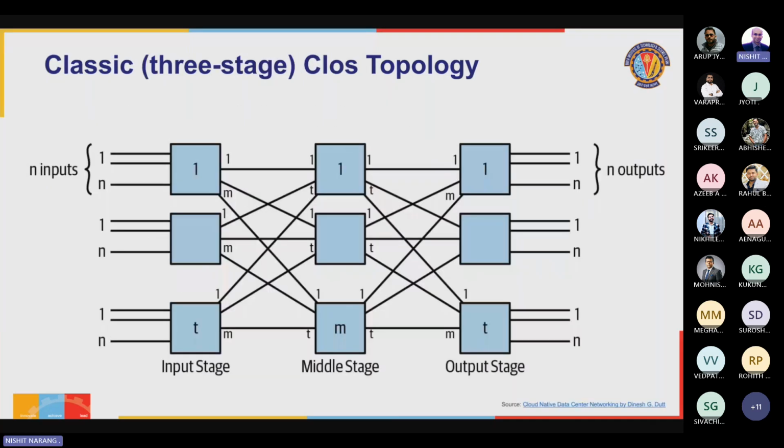Let's today now look at the classic Clos topology. What we saw in the form of the leaf spine architecture was more of an adaptation of the classic Clos topology, which was built to cater to telephony network, circuit switch network. The classic Clos topology is actually a three-stage topology.